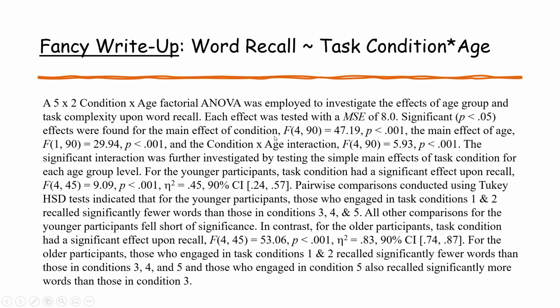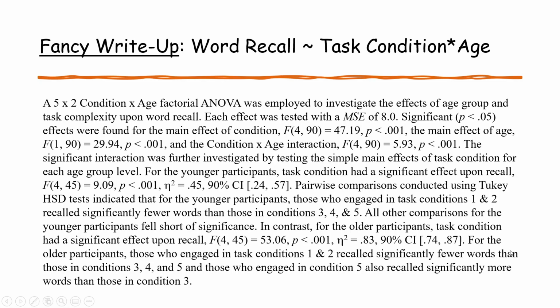Significant effects were found for the main effect of condition, the main effect of age, and the interaction. The significant interaction was further investigated by testing the simple main effects of task condition for each age group level. For the younger participants, task condition had a significant effect upon recall, and then give all the information as well as the eta squared. And then we would say pairwise comparisons. Again, this is for the younger participants. Pairwise comparisons conducted using Tukey HSD tests indicated that for the younger participants, those who engaged in task conditions 1 and 2 recalled significantly fewer words than those in conditions 3, 4, and 5, and then all other comparisons for the younger participants fell short of significance.